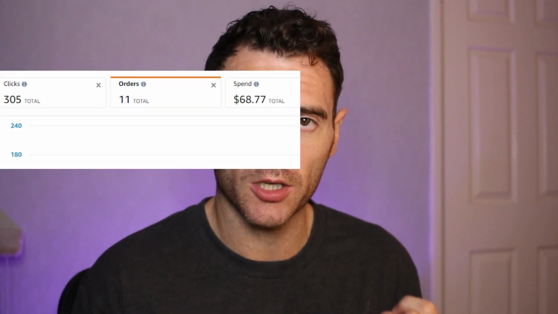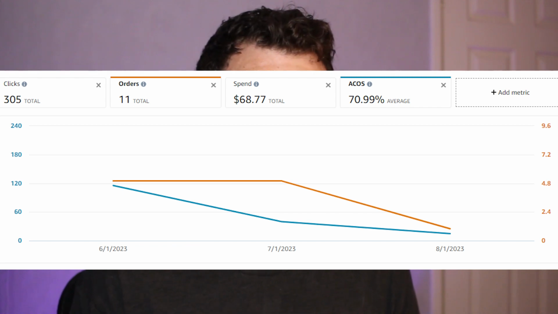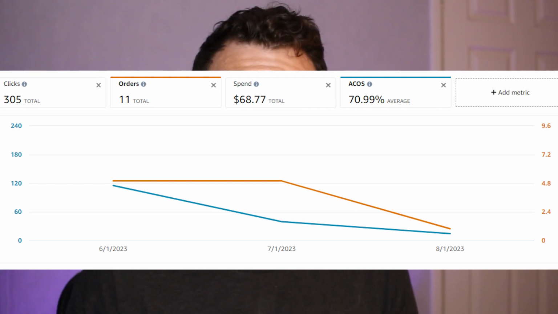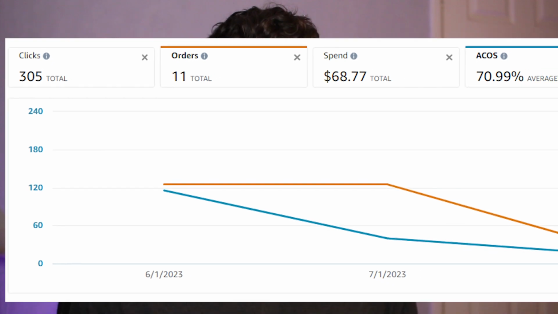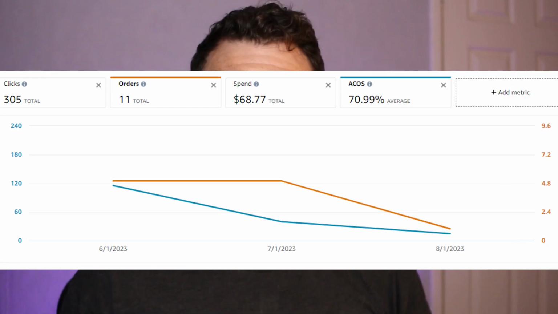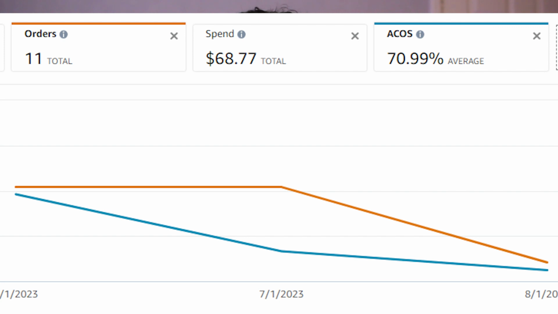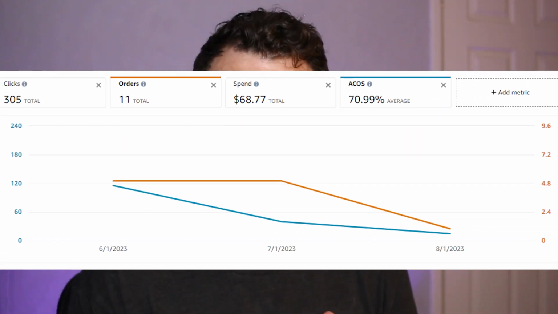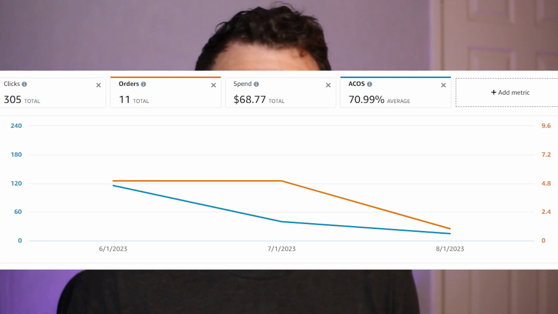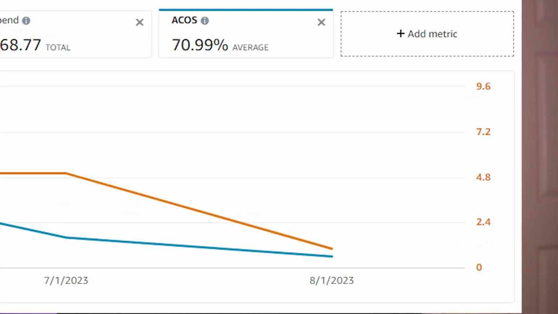Here's a really good example of the first 3 months of a launch of a book. Overall on this, I've sold 11 copies, spent almost $70, and the ACOS is 71%. You can see in the first month, the ACOS was over 100% because I was trying to get my book ranking and I had high bids. In the second month, I optimized my ads and lowered the bids slightly. And so you can see that blue line, the ACOS dropped there to about 50%. And then in the third month, the orders have gone down, but so has the ACOS. The ACOS now is below 20%, which means that these ads are now profitable and below the break-even ACOS.